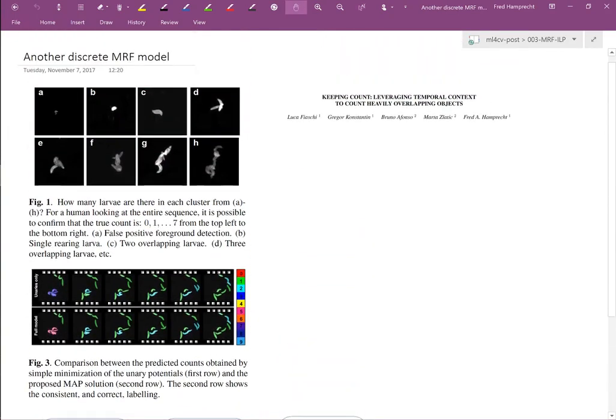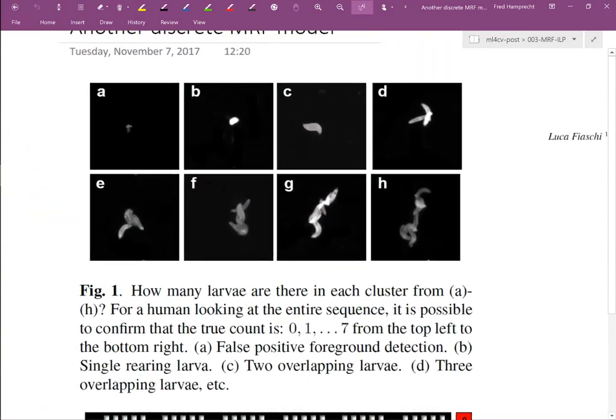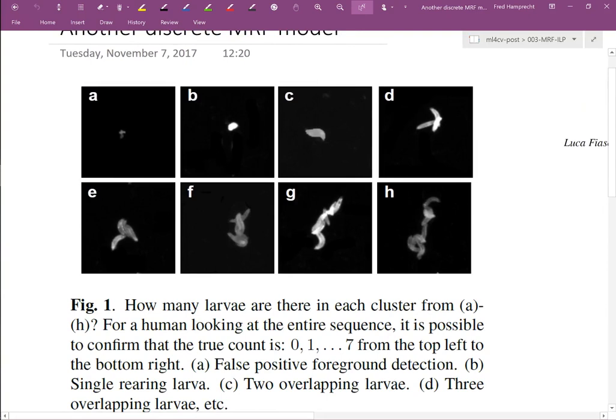So I promised another very different model. Here I'm using something from our own work. Shown on top are a few patches from a video. In this case, these are videos of larvae, and our cooperation partner Slatic is interested in tracking all of these larvae. One step on the way to a full tracking is to figure out how many are in a given clump.